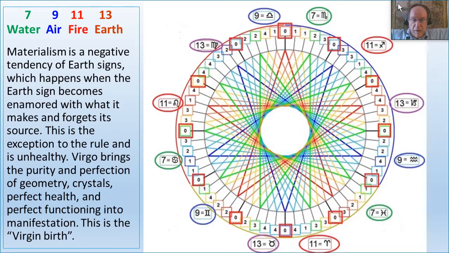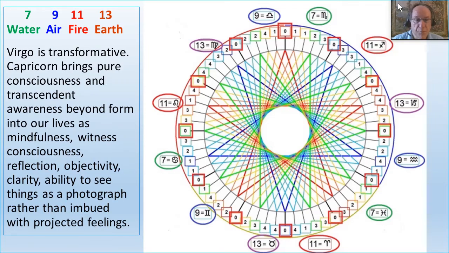Virgo, I've made a video on each zodiac sign based on a data-driven approach of what people who are in the database who have the most of a zodiac sign, and we present there that Virgo is bringing the purity and perfection of geometry, of crystals, of perfect functioning into manifestation. It's a precipitation. And Capricorn brings pure consciousness, a transcendent awareness, an awareness beyond our lives. And it brings it as mindfulness, witness consciousness, reflection, objectivity, clarity, the ability to see things like a photograph rather than imbued with our personal feelings and our projecting ourselves on things. So Capricorn is actually a bringing of pure consciousness that's not limited by personal expression into our lives.